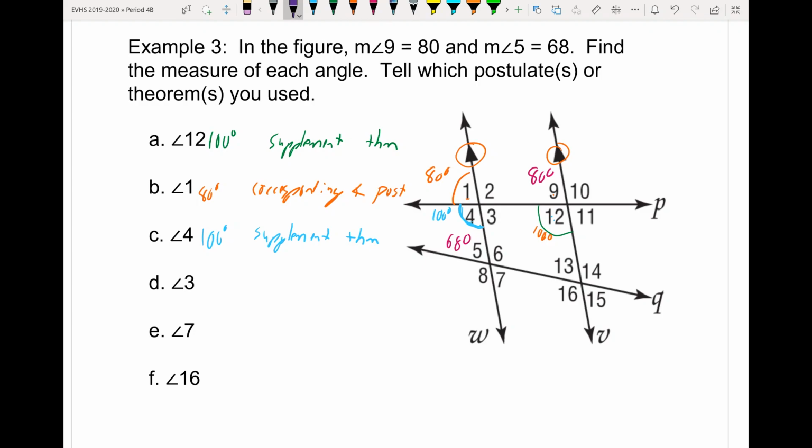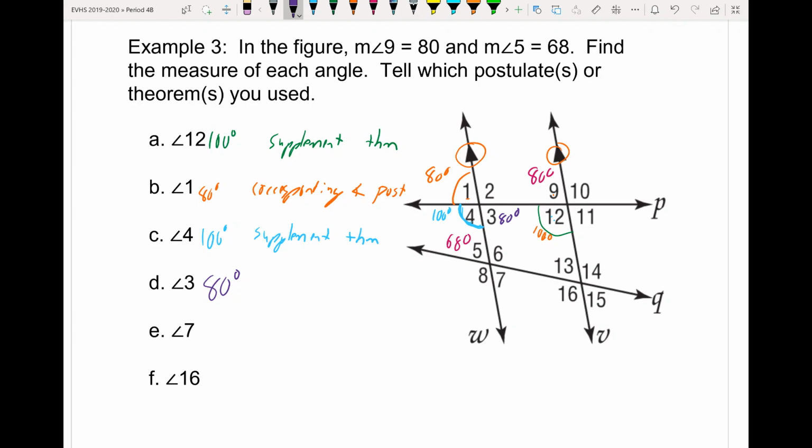All right, angle 3. Is it 80? Angle 3 is 80. Yes. I thought you said 82. Why is angle 3 80 degrees? Because of not the corresponding, the supplement. Okay, yes, we could use the supplements theorem again here.